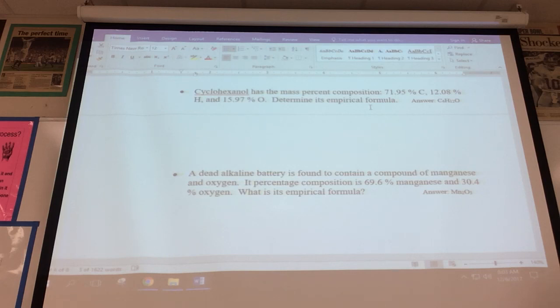Remember percent to grams, grams to moles. And just make sure you're writing things out in their entirety. Don't forget your units. Don't forget what the element is so that really can go through.